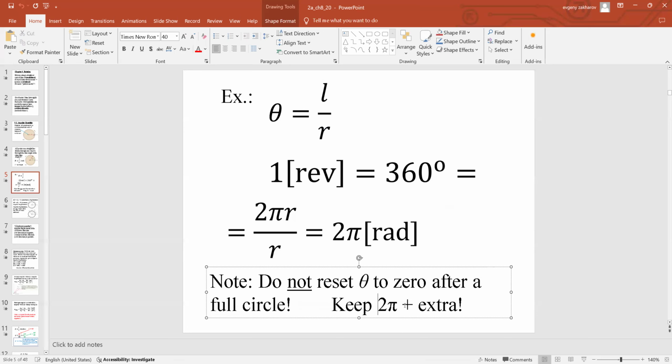In mathematics, you would say 2 pi n, and n would be 0, 1, 2, 3, 4. In here, you have to count all those pi's and keep the number of pi's handy for all of your calculations.